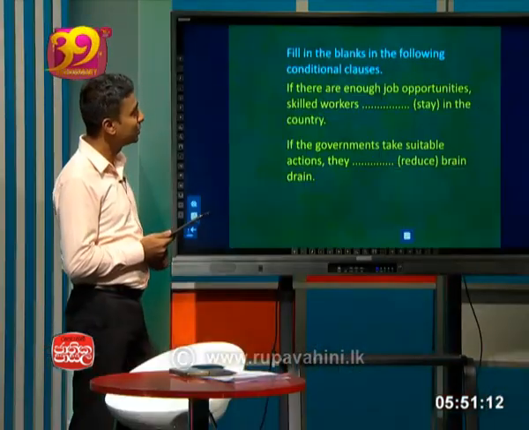Yes. Fill in the blanks in the following conditionals. So this activity was taken from your textbook, children. This is from the grade 11 book, page number 127, activity 10. So if you have the book, turn to page number 127 and just go through this.